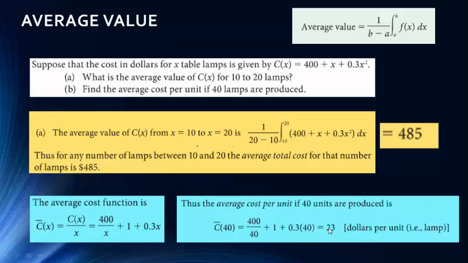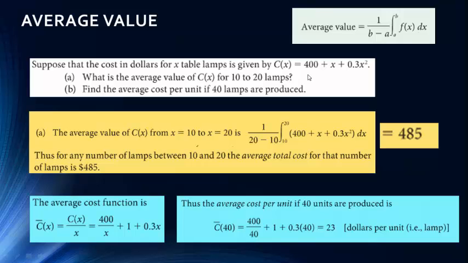Equals 23. Now this is confusing me why it says this like this. C of x over, so it's 400 over 40. I don't think this is right. This should be 40 in the middle. I think this is a mistake here. Because if I plug in 40, 400, oh I see, 400 plus 40 plus 0.3 times 40 squared divided by 40. Sometimes when I copy these down, I'm sorry, it doesn't make sense to me.